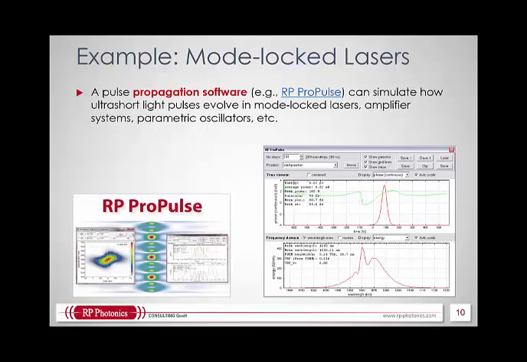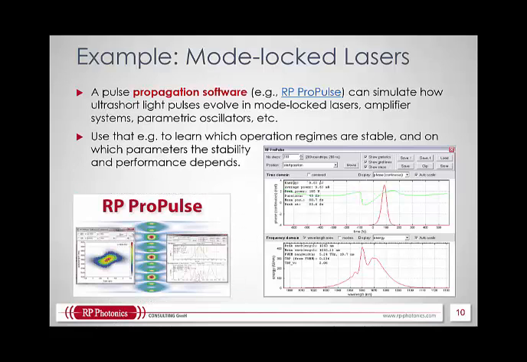A third example is if you have a pulse propagation software like RP ProPulse, you can simulate how ultra-short light pulses evolve in mode-locked lasers, in amplifier systems, in parametric oscillators, etc. And again, you can use that knowledge to learn which operation regimes are stable and on which parameters the stability and also the performance depends.